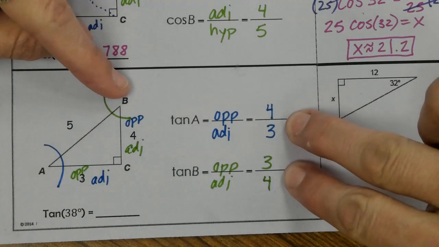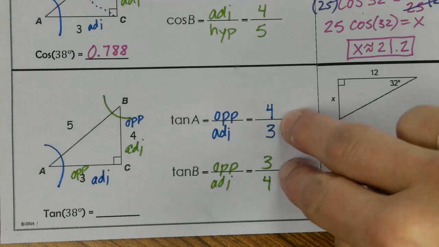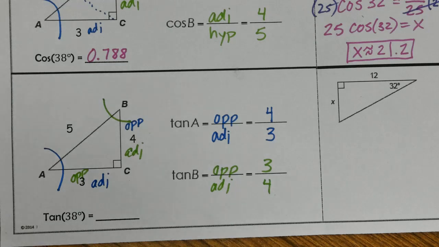What do you notice about the two? We need to get those math words. Use your math words, inverses. Okay, all we've done was we flipped the fraction. Now that only works with your tangent.